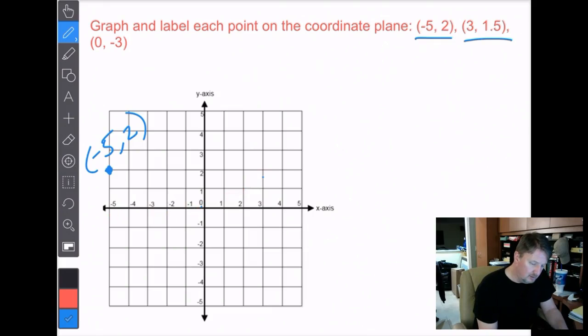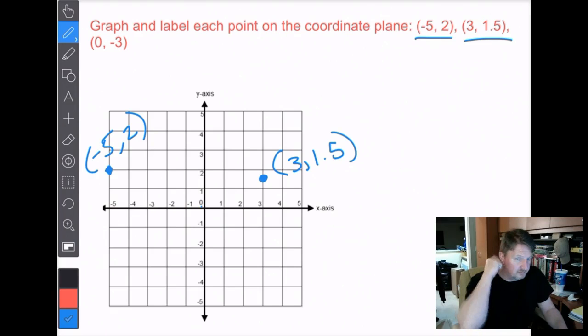1.5 is right there. And then you can label that point 3, 1.5. And that's that point. Okay, and here's our last point. Last point is 0, -3.